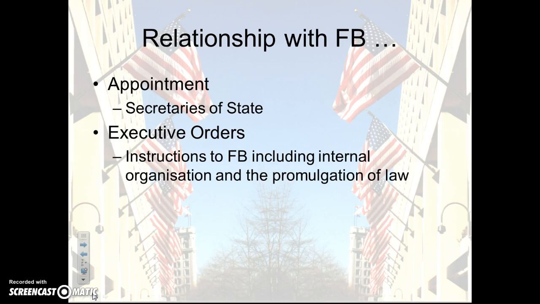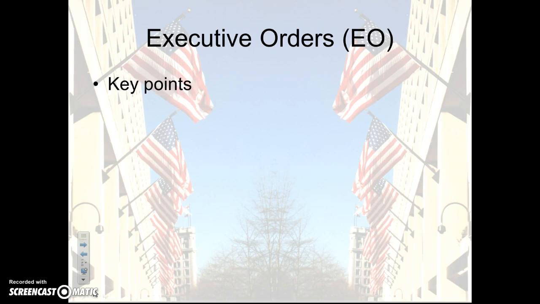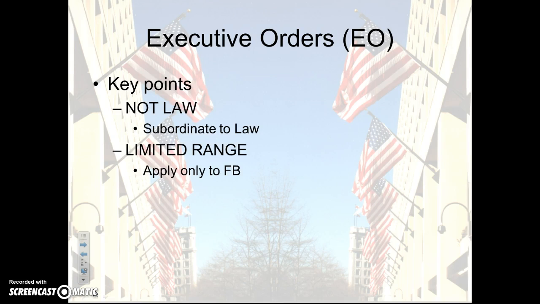The key thing that comes to the federal bureaucracy are these things called executive orders. Now, these are instructions to the federal bureaucracy describing the internal organization and the promulgation of congressional law. Here are some key points, two key points really, about the executive orders. They are not law. Just like secondary legislation in the UK, they are subordinate to real law. And they have a limited range. They only apply to the federal bureaucracy.